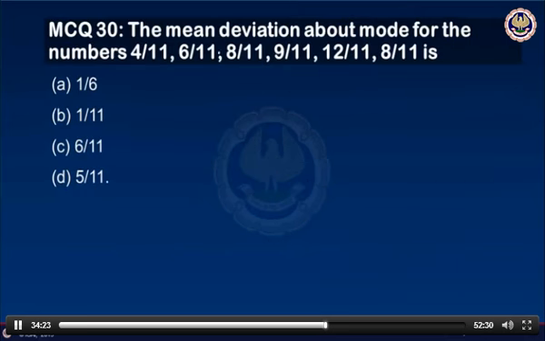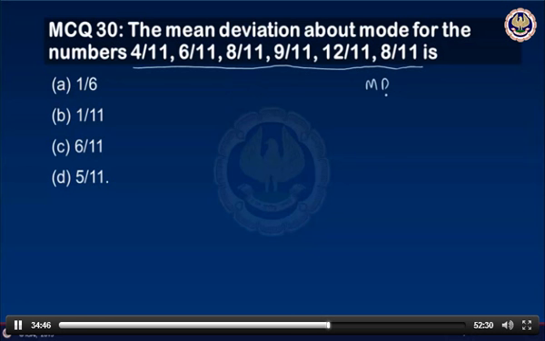MCQ 30. The mean deviation about mode for the numbers 4 by 11, 6 by 11, 8 by 11, 9 by 11, 12 by 11 and 8 by 11. We have to find the mean deviation about the mode for the following data. Let us look at the formula.